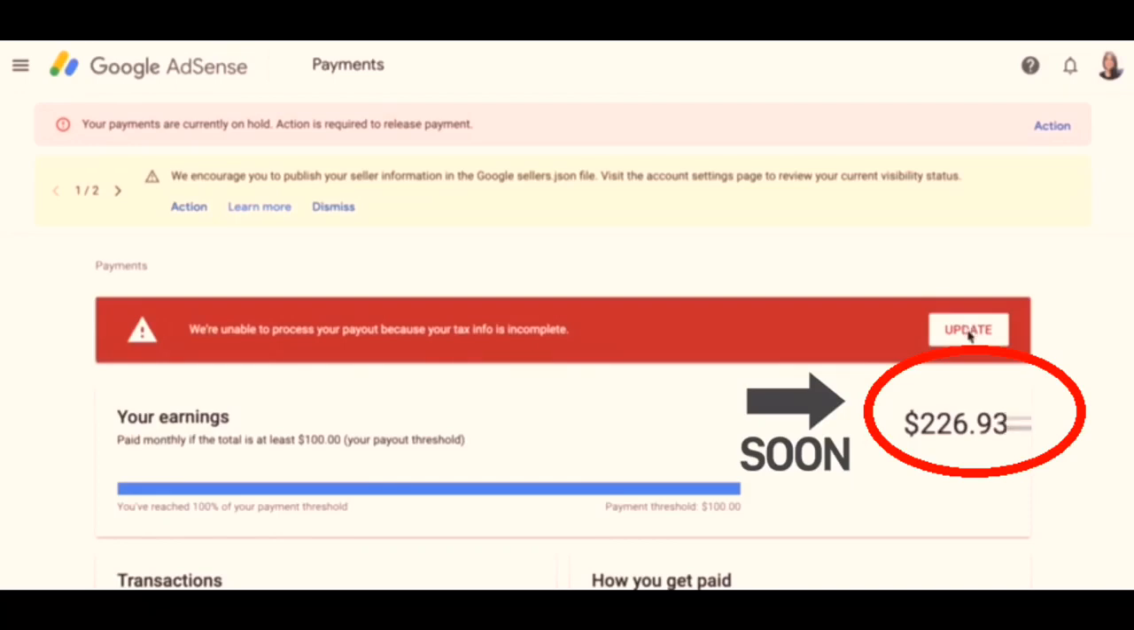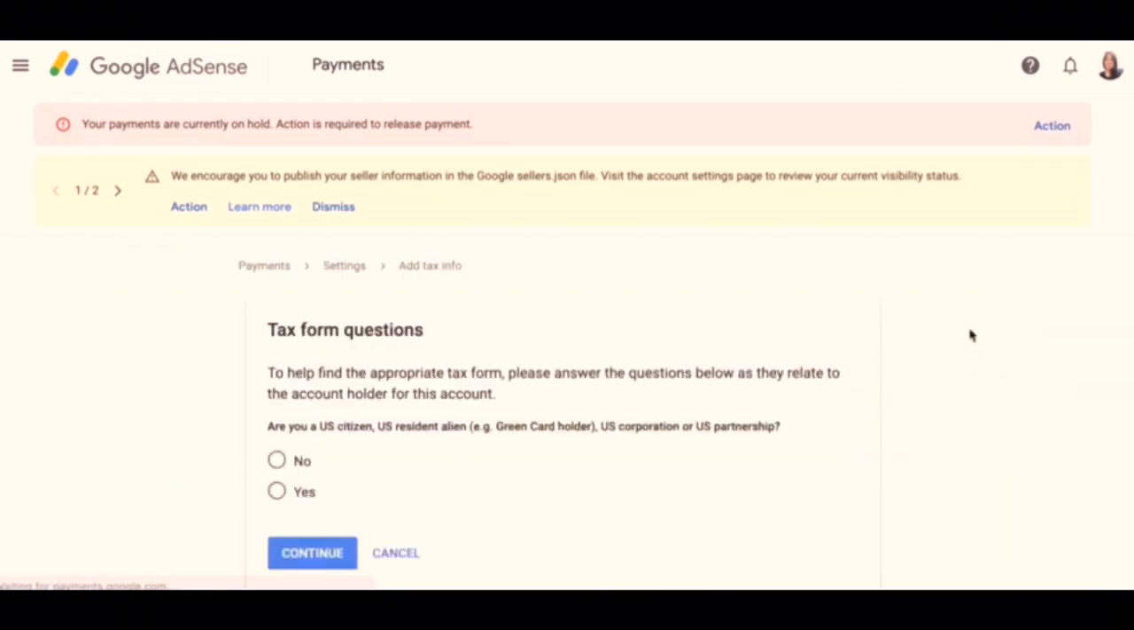So let's get started, guys. I will press update, and here is the question, guys, about the tax form. To help find the appropriate tax form, please answer the questions below as they relate to the account holder for this account. Are you a U.S. citizen, U.S. resident alien, for example a green card holder, U.S. corporation, or U.S. partnership? So I will say yes and continue.